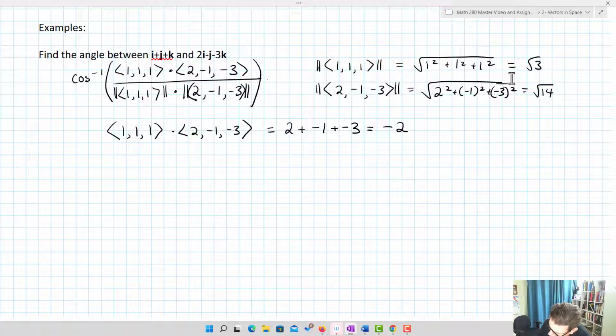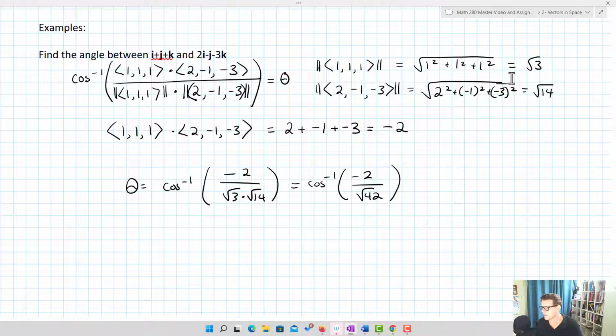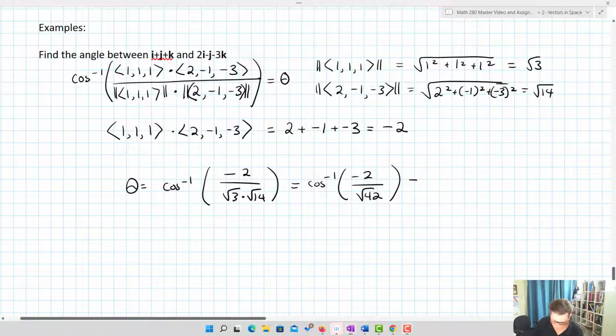So this angle theta will end up equaling cosine inverse of negative 2 divided by the square root of 3 times root 14, which equals cosine inverse of negative 2 over the square root of 42. Plug that into our calculator, okay, and we'll get a number of radians. And what that ends up being is 1.8845 radians.